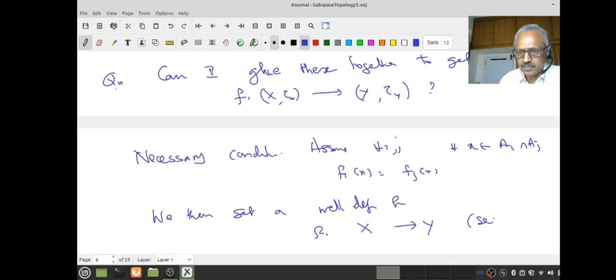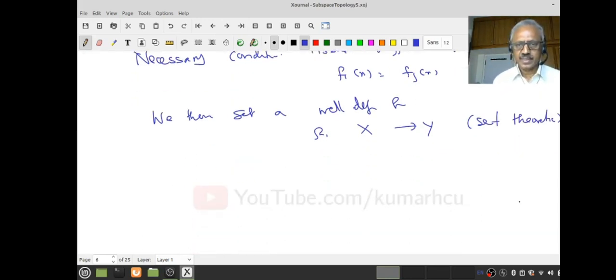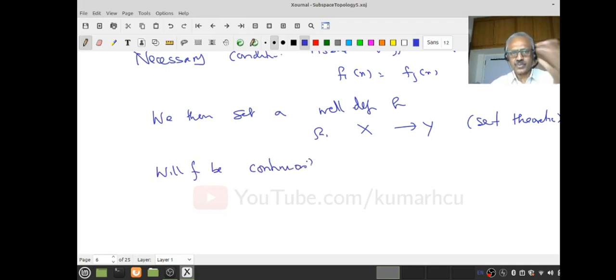So set theoretically, this is just a function from two sets. I already explained this. Now I want to know, will f be continuous? So I got a function. Notice that this is the unique way you can define the function. There is no other way. Do you understand that also? This is just a set theoretic thing. I should have mentioned that.